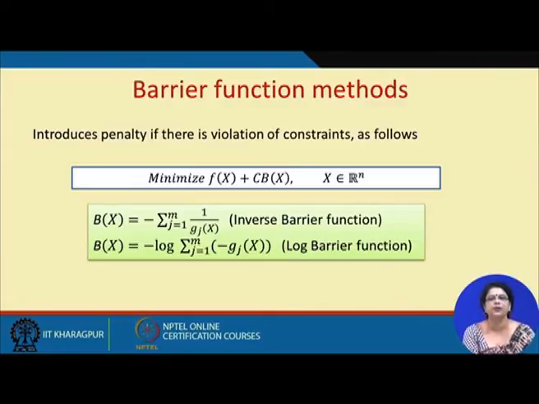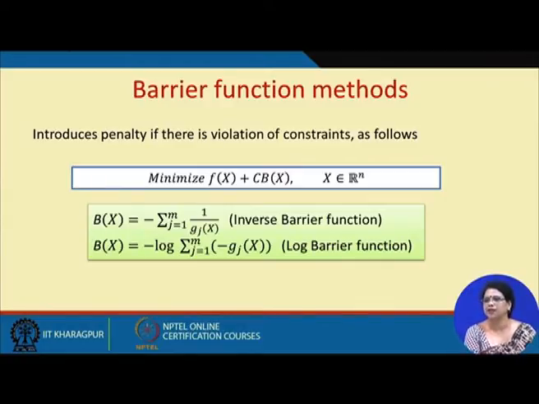But if we reach the boundary of the feasible region by considering x equal to 5, which is the optimal solution of the problem, the disadvantage of this methodology is that you will get an unbounded solution, because 1 by (x minus 5) when x equals 5 gives you infinity.